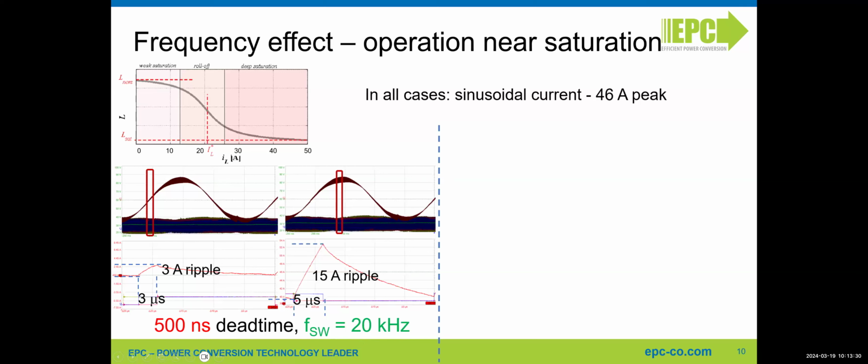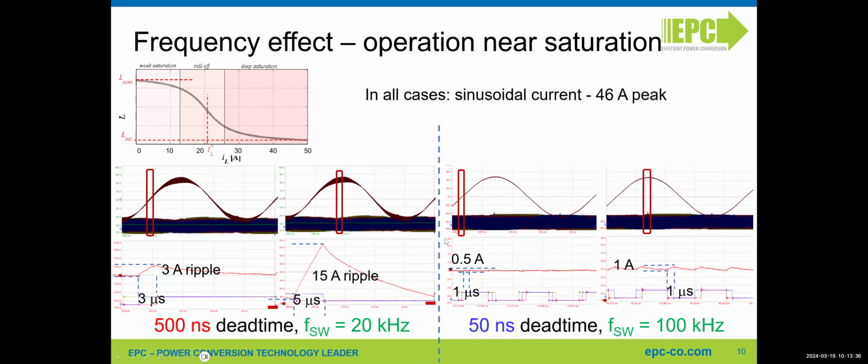If, in the same motor, you use a 100 kilohertz gallium nitride inverter with 50 nanosecond dead time, you still have ripple, and it changes the slope: here 1 amp in 1 microsecond, here half an amp in 1 microsecond. But you have a more stable operation, less ripple on the peak. So the gallium nitride inverter is able to utilize the motor also in this area without excessively increasing the temperature of the motor itself.